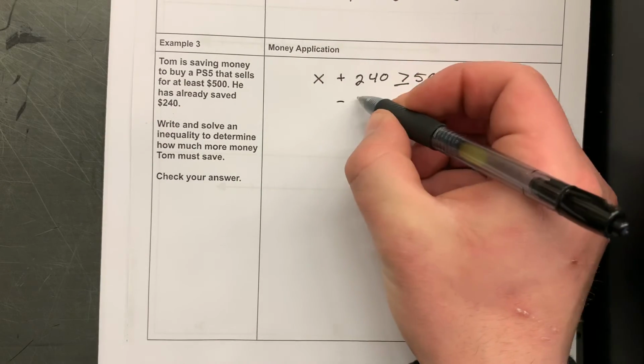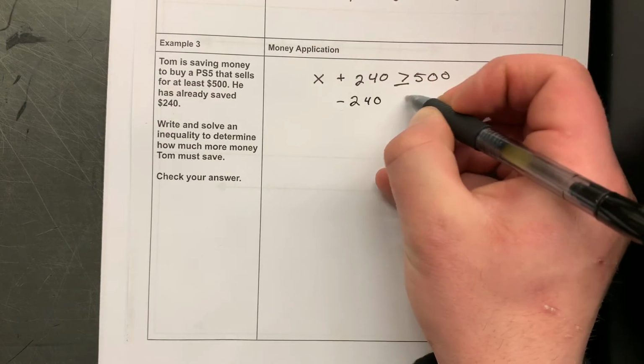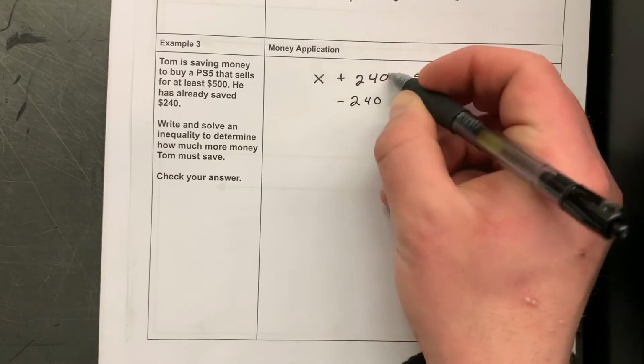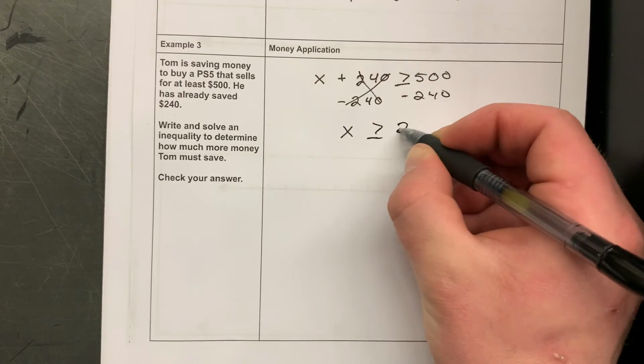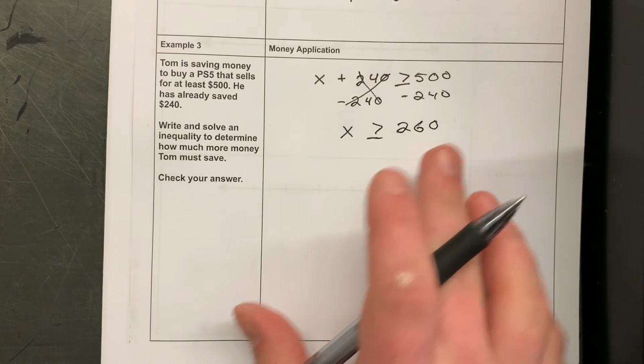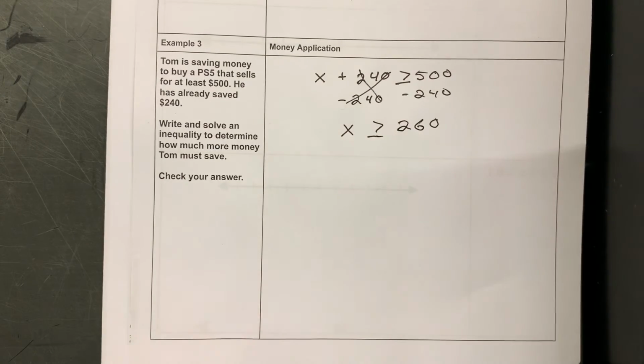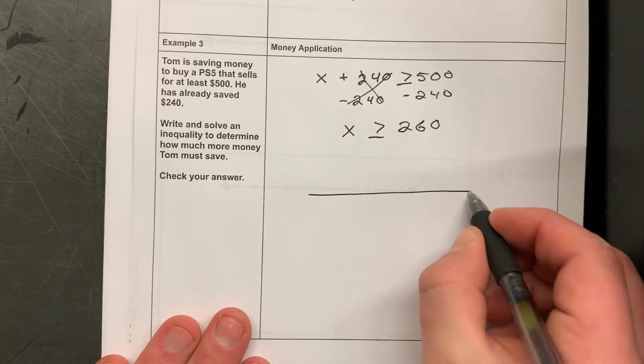I'm then going to solve for my x by taking away 240 from both sides. x is greater than or equal to 260. He needs at least $260 in order to buy the PS5. He can always save more, but he needs at least that amount. We're going to graph this here.